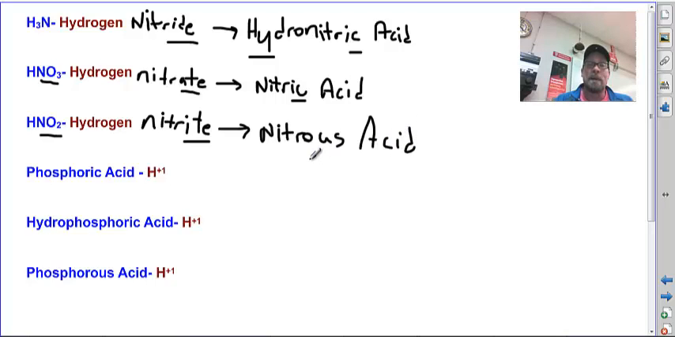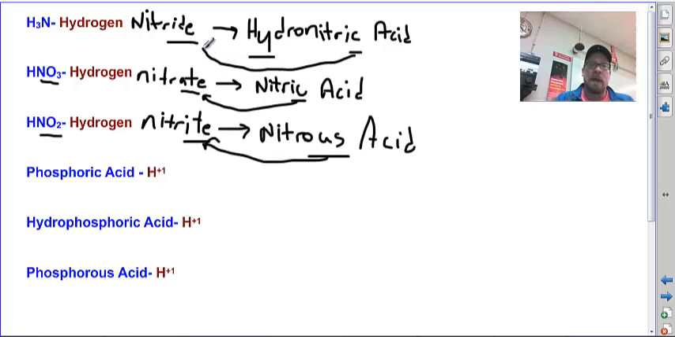There we go. Again, OUS related to ITE. IC goes to ATE. ATE and ITE, I got to make a note to myself that anything that ends in ATE or ITE is a polyatomic. And with really one or 2 exceptions, the hydro-ic is an IDE ending, meaning it's a binary acid.